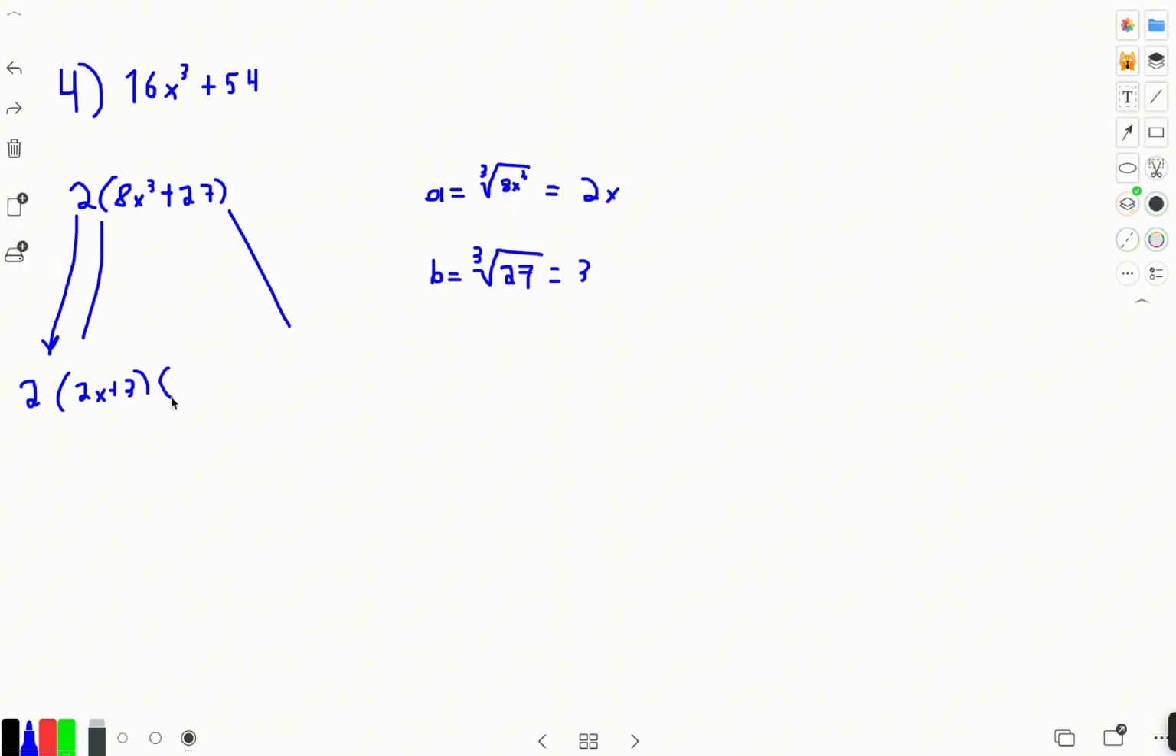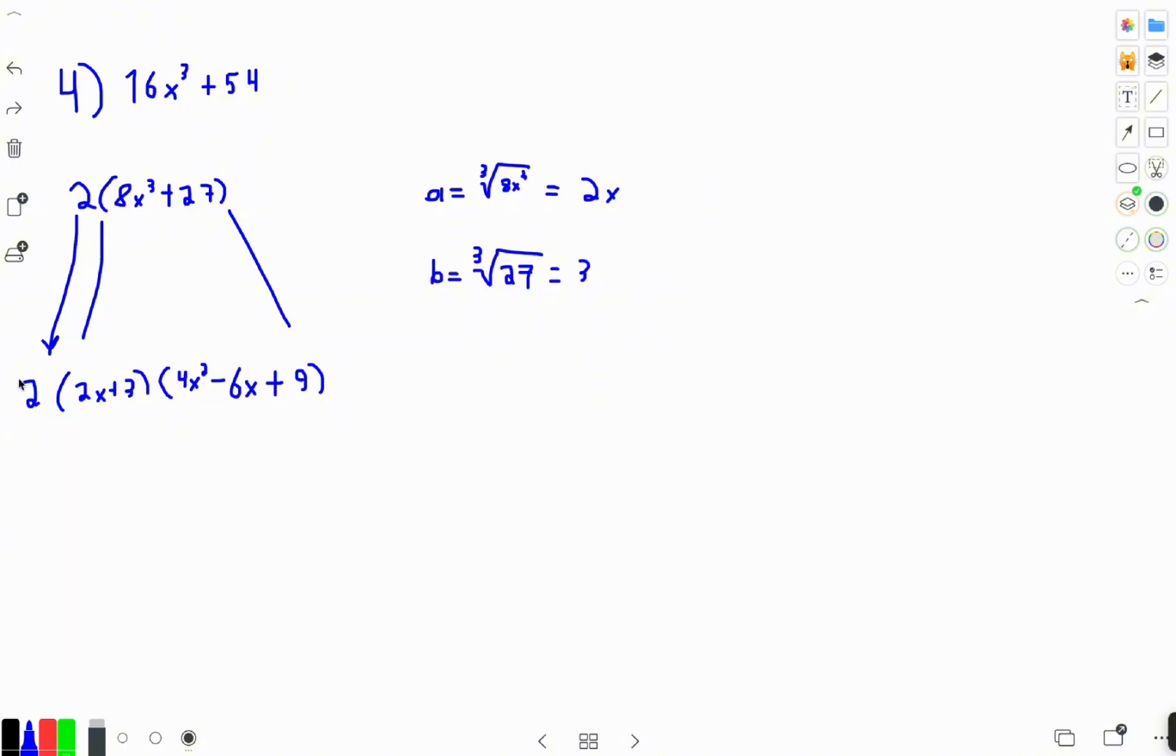So then we're going to have a squared, which is 2x squared. So we have 4x squared. Then we have the opposite sign, which is negative. So we have the minus sign. ab, which is just 2x times 3, which is simply 6x. And then always positive, so we're going to have the plus sign. And we're going to square the b term. So 3 squared is just 9. So here we have our final answer.